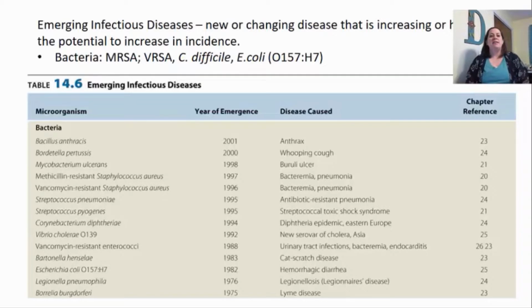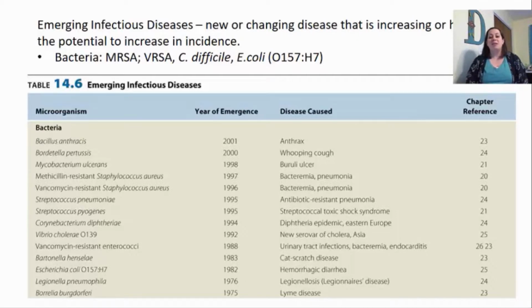So right here, guys, this is the emerging infectious diseases. Emerging infectious diseases means that they're new or changing diseases. This is where they're increasing, or they have the potential to increase in the incidence. So they want to watch them. They want to make sure that they're not becoming a potential issue. Now, this list, the microorganism, it tells you the year of emergence when they kind of came into play. It also tells you the disease it causes and the chapter that it's discussed. Again, you'll notice most of these will be discussed in further chapters.